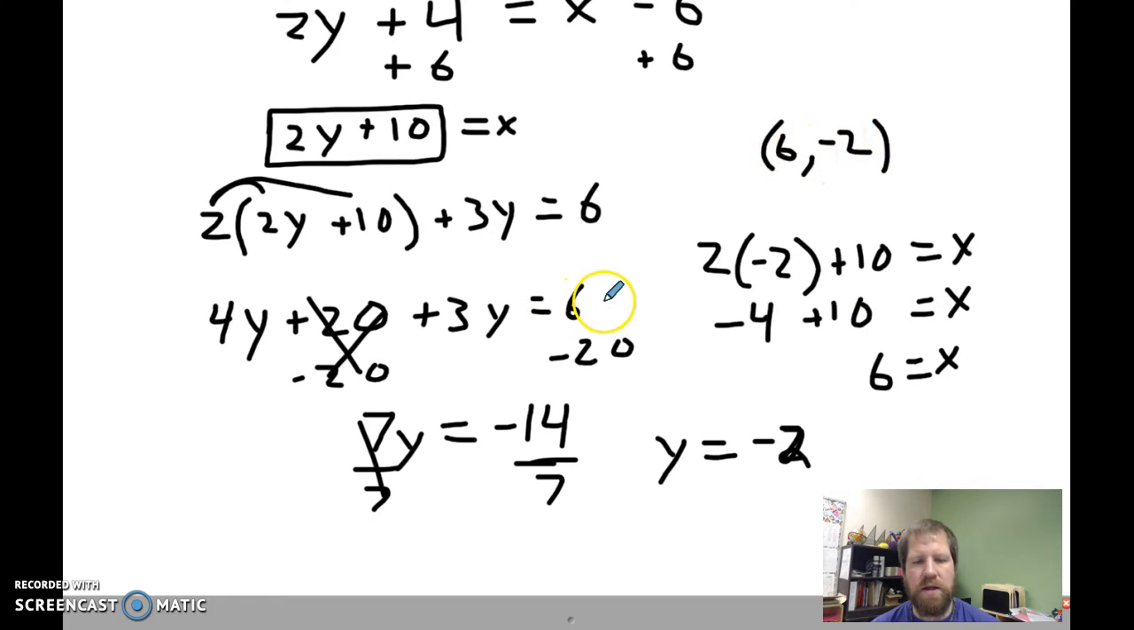And remember, once again, your systems of equations, when you graph them, those are two lines, and wherever they intersect is going to be the solution.